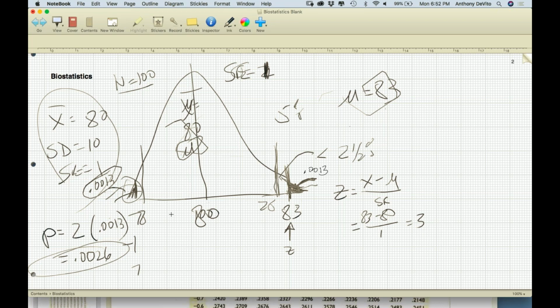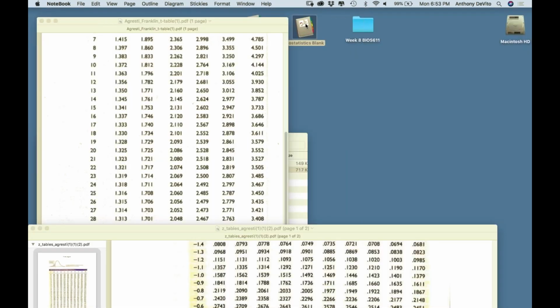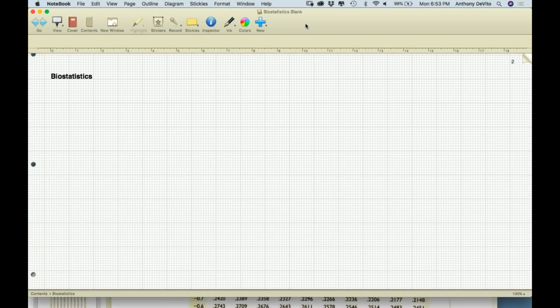Let's say it's not that big a sample size. Let's say it's a sample size of only 25.